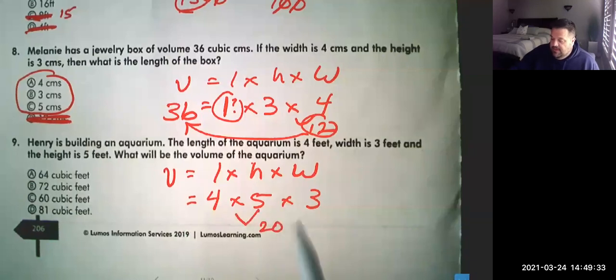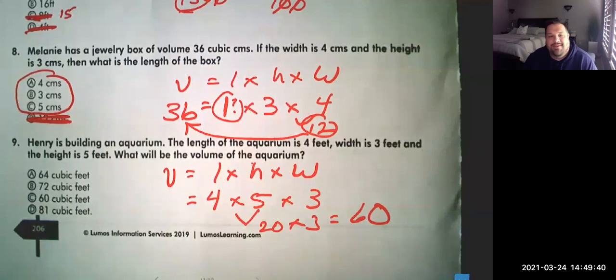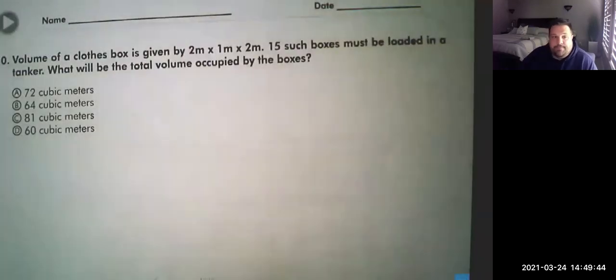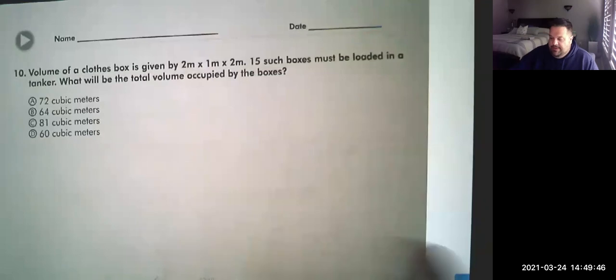5 times 4 is 20, times 3 equals 60. So your answer would be C. Oh, I thought they were going to try to do something crazy in that one, but that one was the simplest one. All right, last one. Take a second and do number 10.